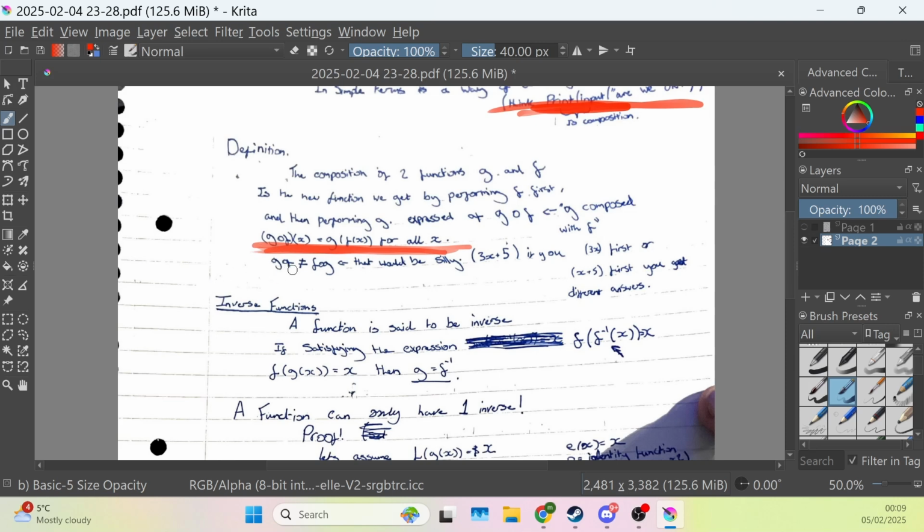One thing to note is g of f does not equal f of g. That would be silly. If you take the 3x plus 5 here and you do the 3x first, you'll get a different answer. If x is 1, actually that's a bad example. If x is 2, you would get 6 plus 5, 11. And over here, if x was 2, you would get 7 times 3, 21. So you get different answers, so they are not the same.